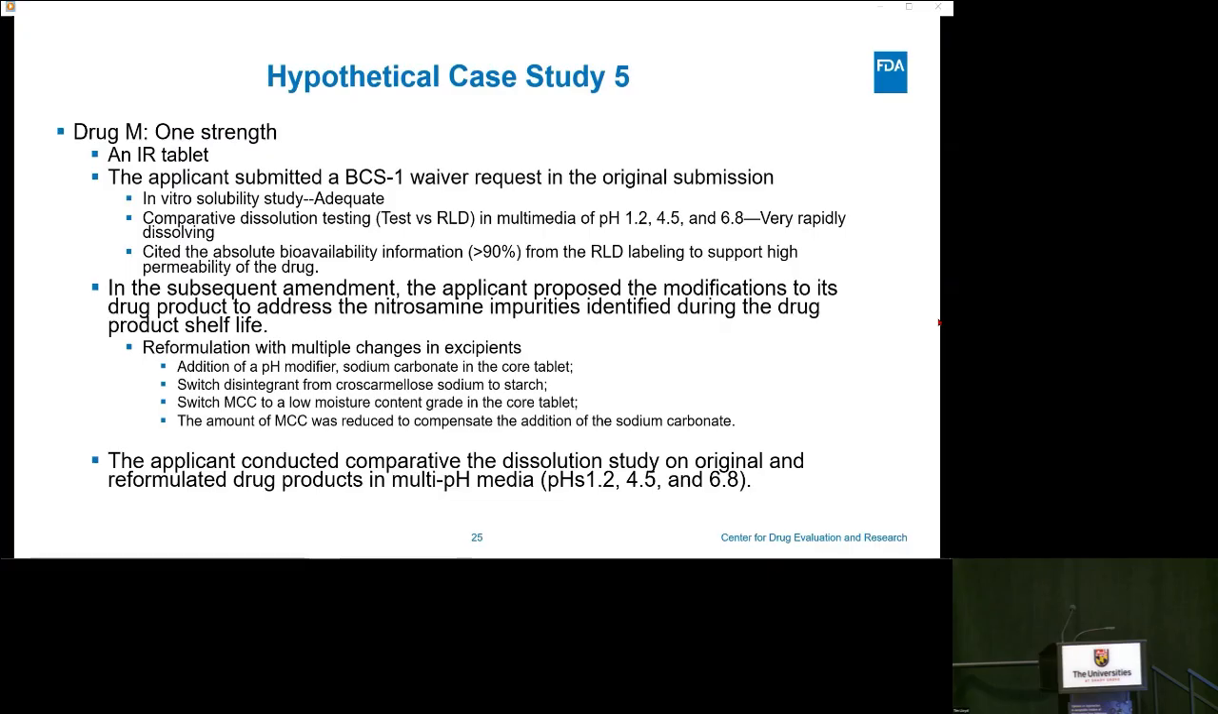the disintegrant from croscarmellose to starch, and changing the MCC grade to the one with lower water content. The amount of MCC was also reduced to accommodate the addition of sodium carbonate. To support these changes, the applicant conducted a comparative dissolution study in multi-pH media for both pre- and post-change formulations.